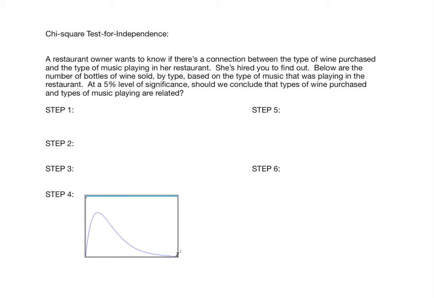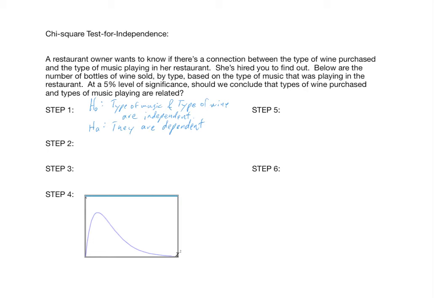So step 1, we define our hypotheses. The null hypothesis is that the type of music and type of wine purchased are independent of one another. And then, of course, the alternative hypothesis would be that they are dependent. And notice here, I also do not write down what the claim is. It doesn't really matter with these types of problems.